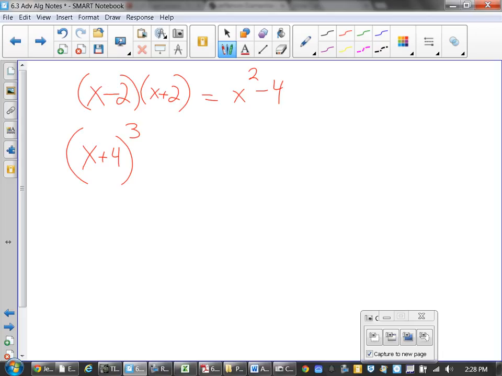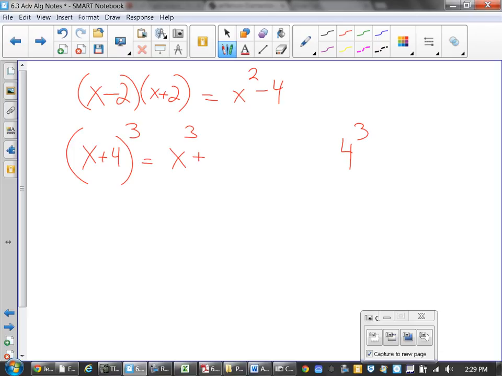Well, there's a special pattern that happens here. Do you guys agree that there's an x and a 4? There's two terms in there, or two parts. Here's what you're doing. Every time, this will always work. You have an x cubed, because it's the first term, cubed. You're going to have the last term, cubed. In the middle is where things get weird.